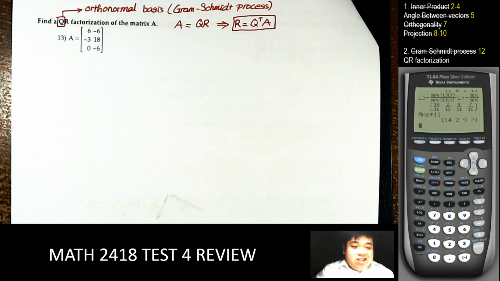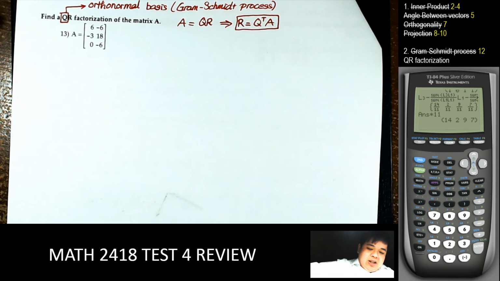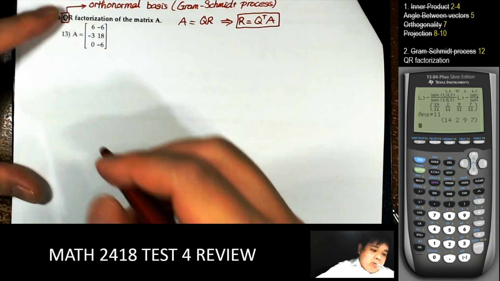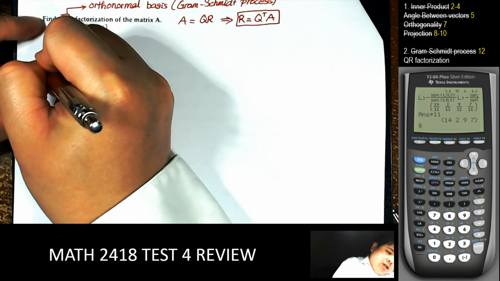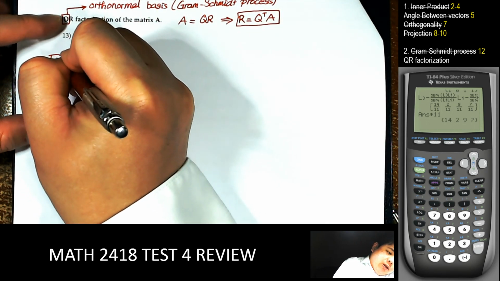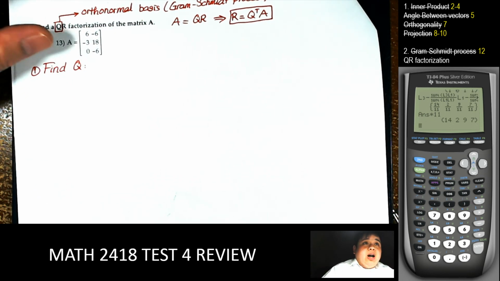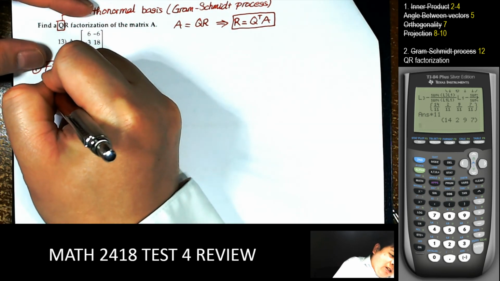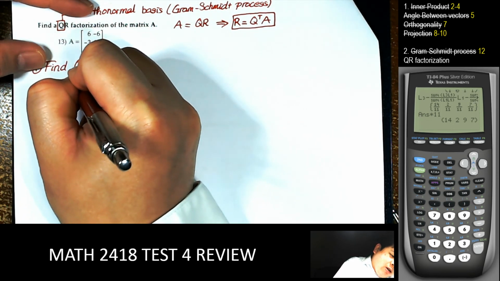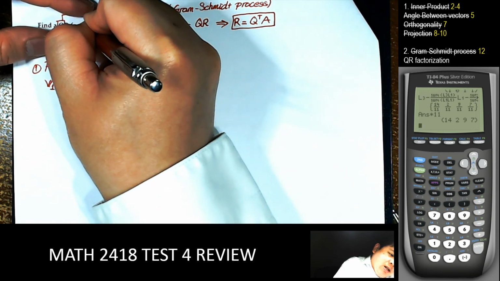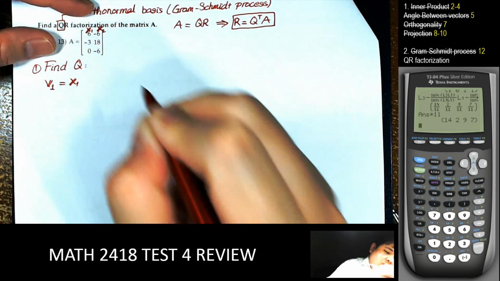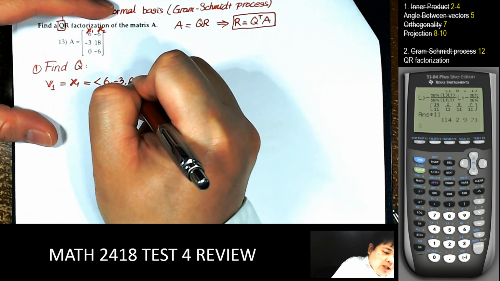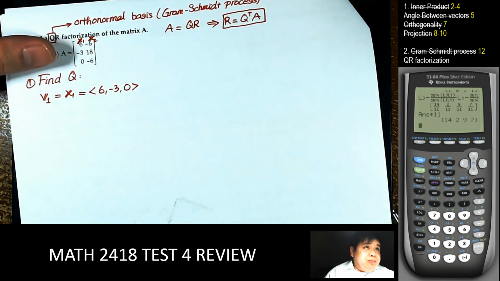So Gram-Schmidt process again. First we find Q, so there will be two parts of the problem. Step one is find Q, the orthonormal basis. But first, let's find the vectors v. v1 is equal to x1. The first column is x1, second column is x2. So x1 is equal to 6, negative 3, and 0. It's that easy.